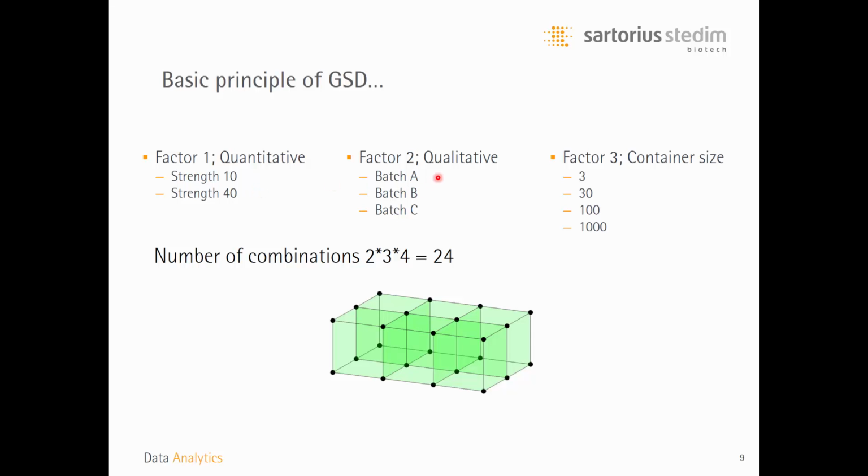The second factor is a qualitative one. It has 3 discrete settings, batch A, batch B, and batch C. And the third factor is the container size of the packaging. It has 3, 30, 100, and 1000 tablets as the settings. Now, if we start to make all combinations here, we see that the total number of combinations would be 24.